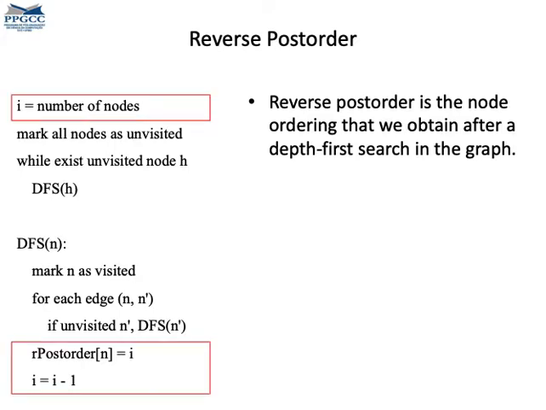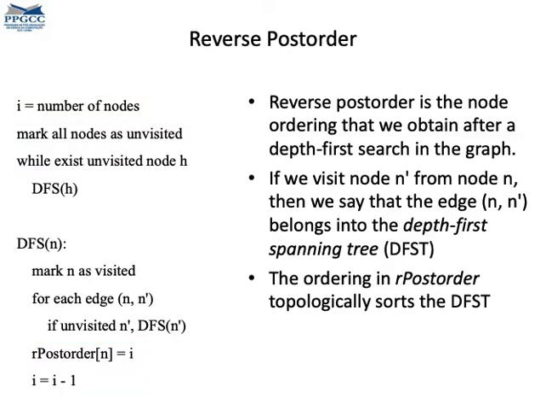But we keep a counter. We start with the number of nodes in the graph. Whenever we are done visiting some node, we assign the current counter to this node, and then we decrement the counter. The DFS traversal sort of creates a tree on the graph, a spanning tree. The reverse post-order sorts this tree topologically.